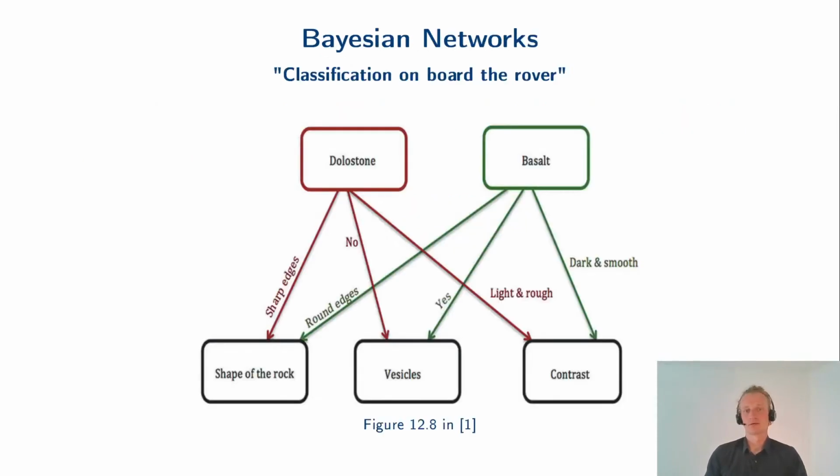Now let's take a look at some examples of Bayesian classifiers. Within this image you can see a classifier with two root nodes, a dolostone and a basalt. The root nodes have their prior probability tables with the predefined parameters. The edges are the statistical dependencies and can build complex probabilistic models. Thus, the strength of the edges is quantified by conditional probabilities.